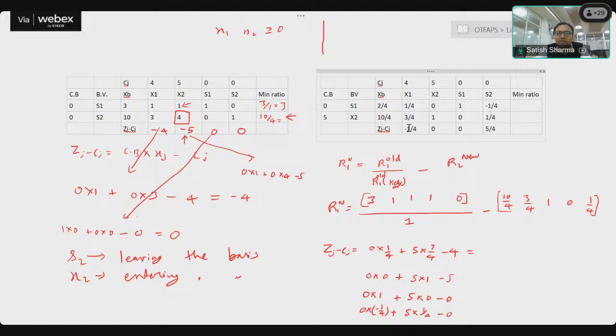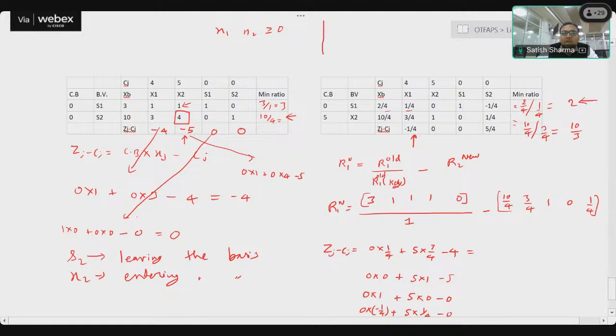And we will solve it here. I can see that the negative value is this particular value, and based upon these factors we can calculate the minimum ratio. That will be 2 by 4 divided by 1 by 4, which equals 2. And this will be 10 by 4 divided by 3 by 4, which equals 10 by 3. So the minimum will be 2, and this will become the key element. S1 is leaving the basis and X1 is entering.